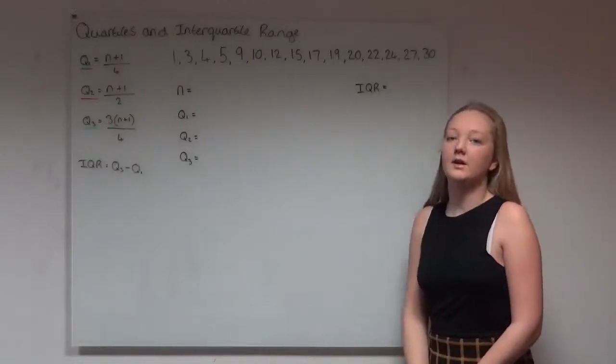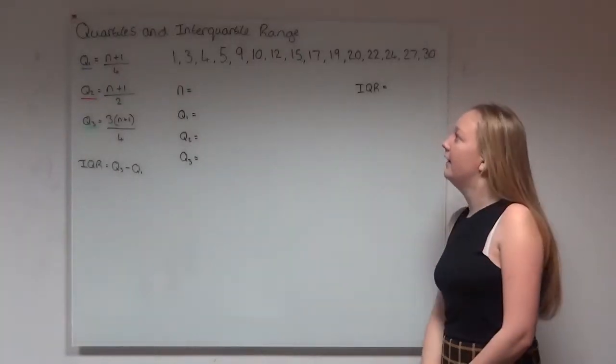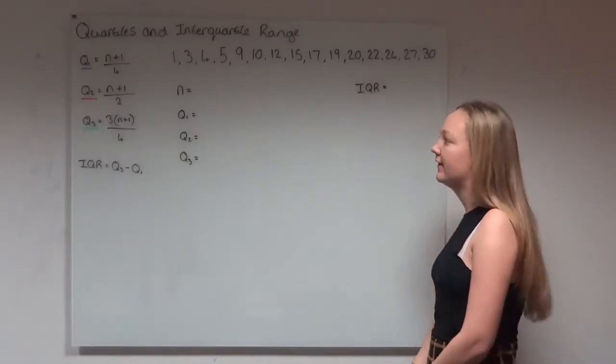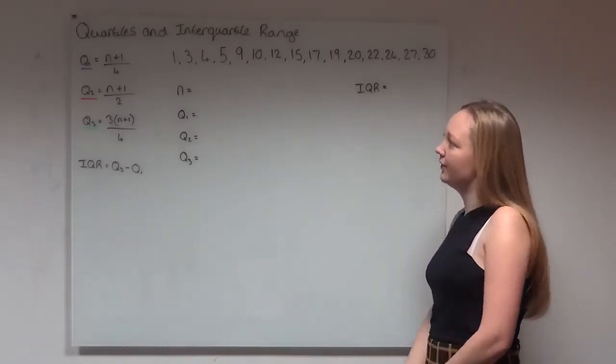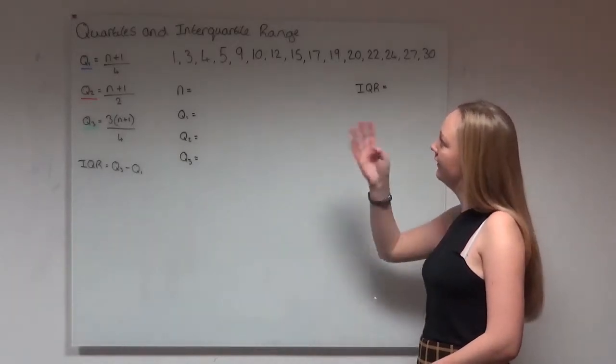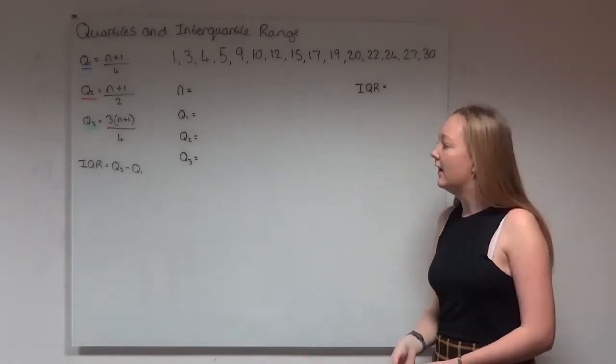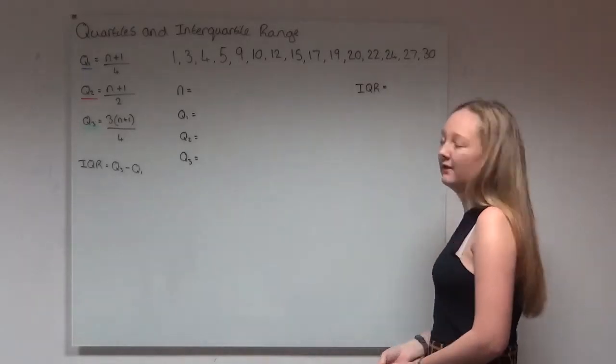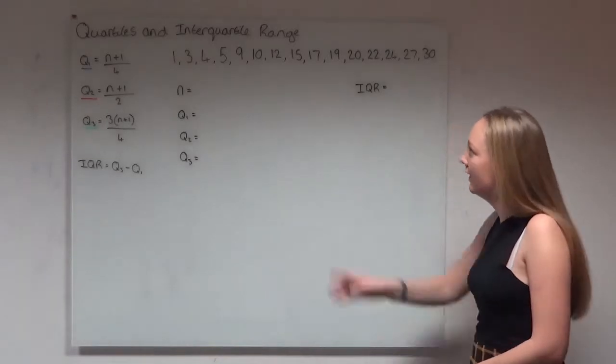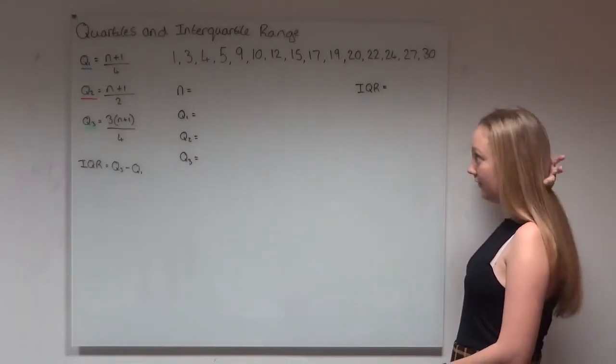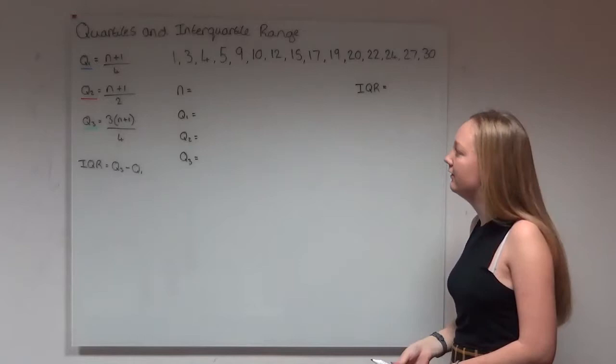Okay, so we're going to have a look at finding the quartiles and the interquartile range for a set of data. Now there are three quartiles: one comes after the first quarter, one after the second quarter and one after the third. So the most important thing here is to make sure that you've got your data in numerical order before you start, to make sure that you're finding the right values.